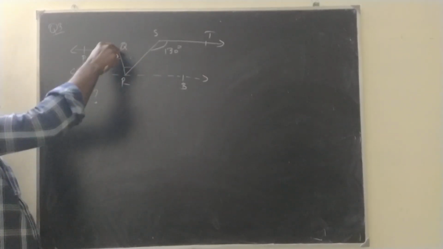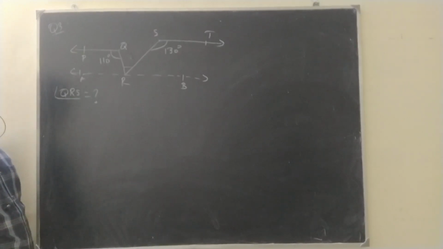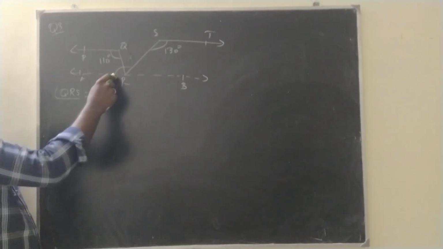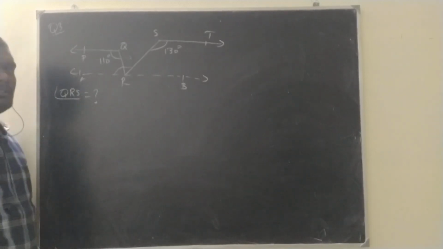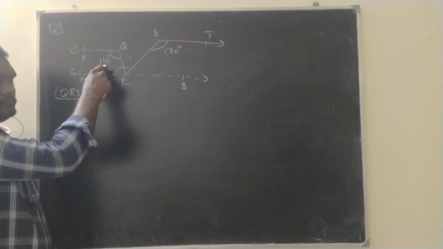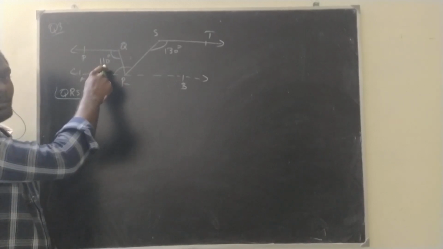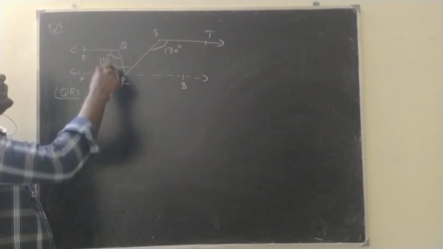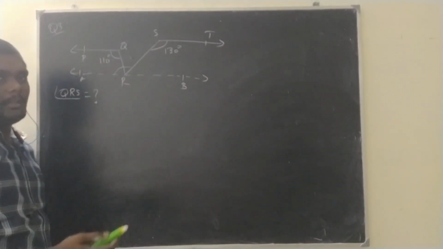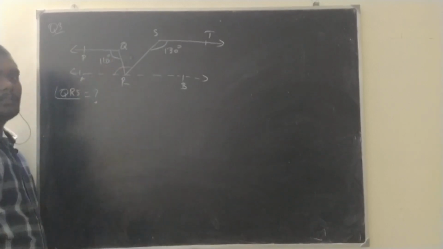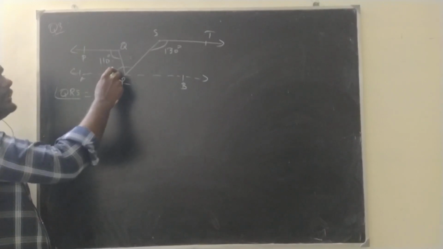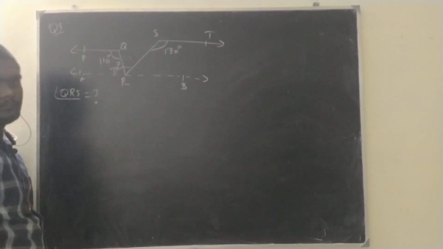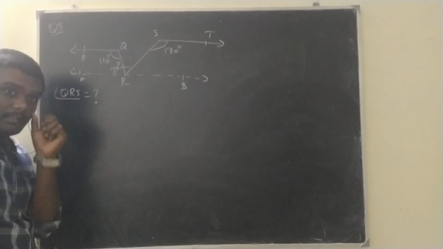Then who is our transversal? QR is our transversal, and this half of the angle will be given by the linear pair. So here 180 degrees, sorry, I said linear pair. Those are supplementary, not linear pair. So this is supplementary, which means the sum of these two is 180 degrees. Here 110, then here 70 degrees.